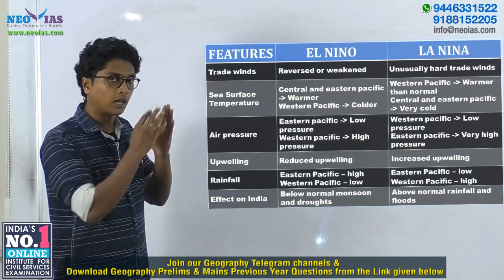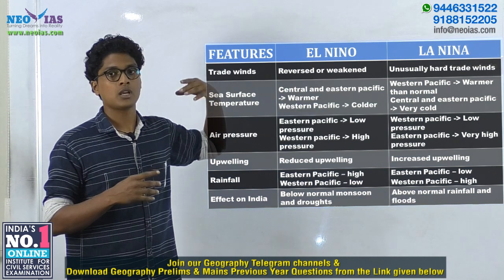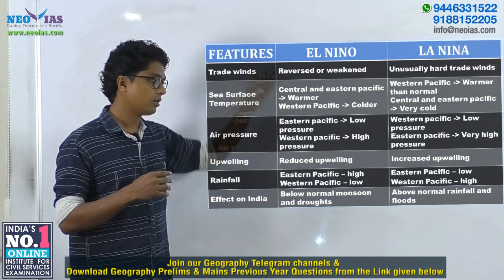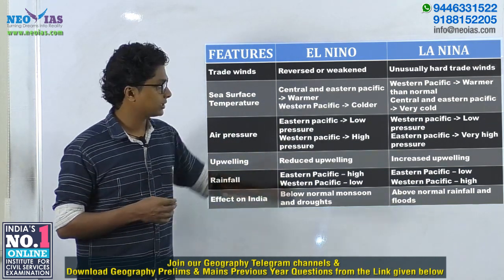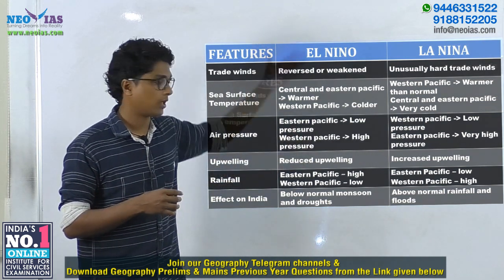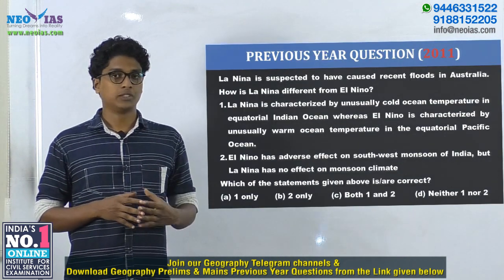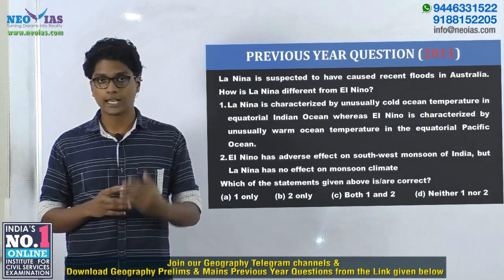But as a general impact on India, during El Nino we'll have reduced or deficient monsoon rainfall that can lead to drought conditions. And in the case of La Nina, we'll have increased, above normal rainfall, which can lead to flooding conditions. Now, let's solve the previous question asked from this topic in 2011.